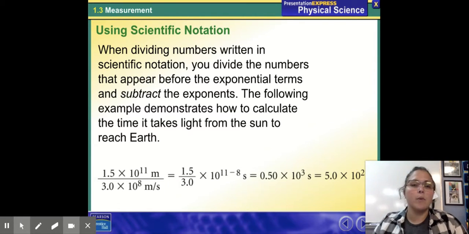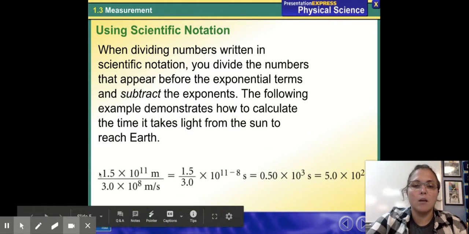Same thing when we divide. It's very similar, but we do the opposite. When we divide numbers in scientific notation, you divide the number that is before the multiplication sign. So 1.5 divided by 3, and you get 1/2 or 0.5. And then you subtract your exponents. So you're going to do 11 minus 8, and you get 0.5 times 10 to the 3rd power.